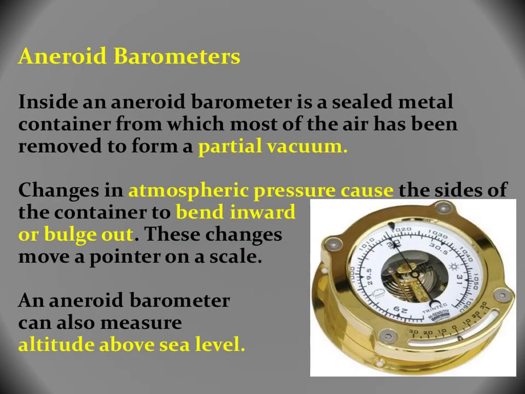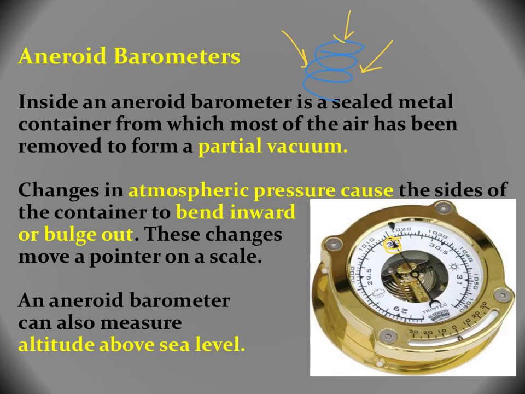Finally, the next kind of barometer is called an aneroid barometer. Inside an aneroid barometer is a sealed metal container. Sometimes they're coiled like that, and the air has been removed to make a partial vacuum, so no air. Changes in the atmospheric pressure on the outside, which pushes down in all directions, cause the container to bend inward or bulge out. It's going to cause that coil or spring to change its shape. These changes move a pointer on the scale. There's the pointer right there.